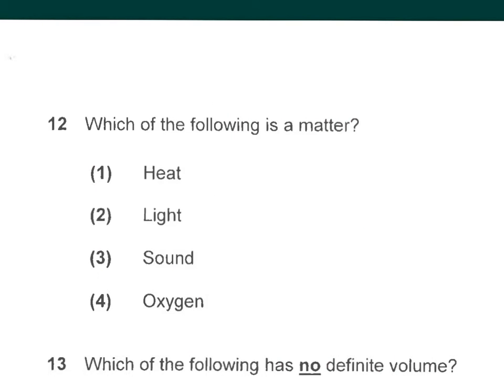Question 12. Which of the following is a matter? I think this is a very easy question. So we learned that option 1, heat is definitely a type of energy. So is light. Sound is also a form of energy, but we have not really gone into detail in primary school yet. The last one, oxygen. Oxygen is a matter. Anything that is not an energy source is a matter. In fact, oxygen is in the air that we breathe. So it is part of the air. Since air is a matter, oxygen is also matter.